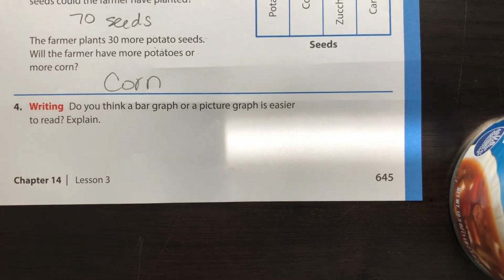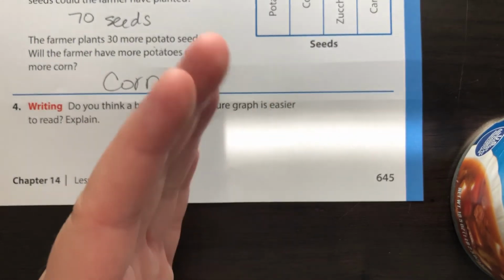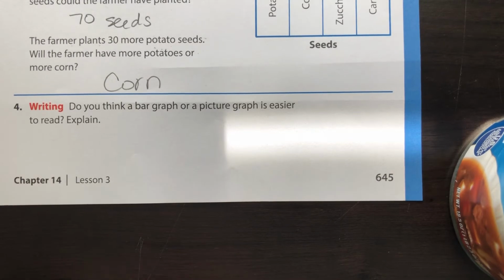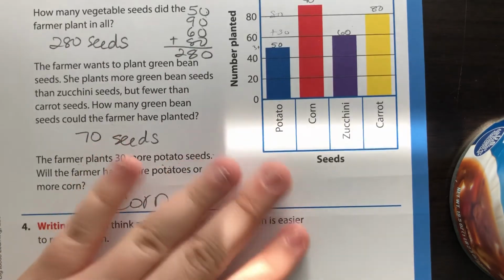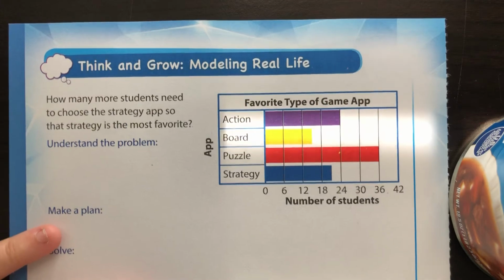Do you think a bar graph or a picture graph is easier to read? Really, this is up to you. To me, I think the bar graph is easier because it shows the number. You just have to look at the scale. For the key, you have to multiply by whatever the key to the scale happens to be for the picture graph. So I think the bar graph is actually easier to read. But that's my opinion. You might like the other one better.